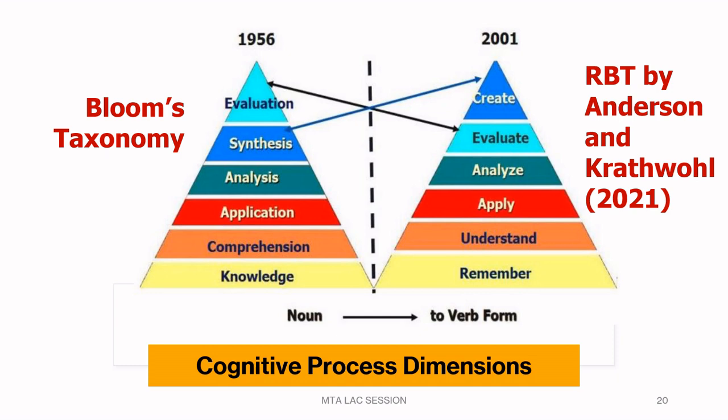So with that, from knowledge, we do have remember. From comprehension, we have understand. From application, we do have apply. From analysis, we do have analyze. And from synthesis, we do have evaluate. And evaluate in 1956 is the highest level of cognitive process, but then in 2001 with the revised Bloom's taxonomy by Anderson and Krathwohl, it is create. Sorry for that typographical error. This is actually 2001 and not 2021.